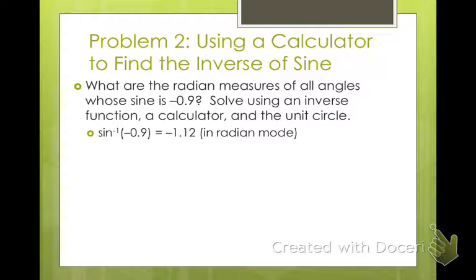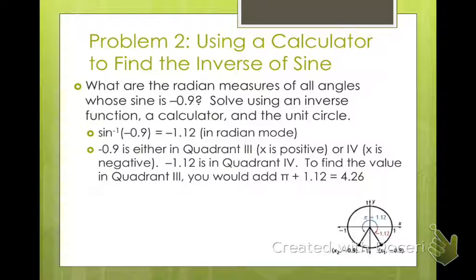On our unit circle, since sine represents y values, where can y be negative 0.9? That would be in the third quadrant or the fourth quadrant. Those are the only places where we can have a y value of negative 0.9. If our x value is negative, it'll be in the third quadrant. If our x value is positive, it'll be in the fourth quadrant.